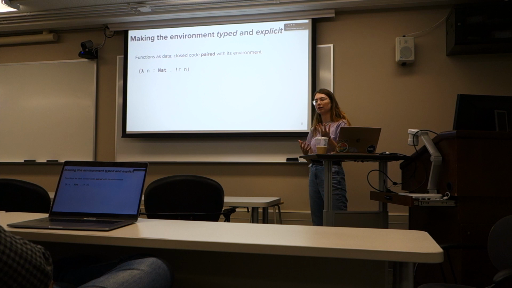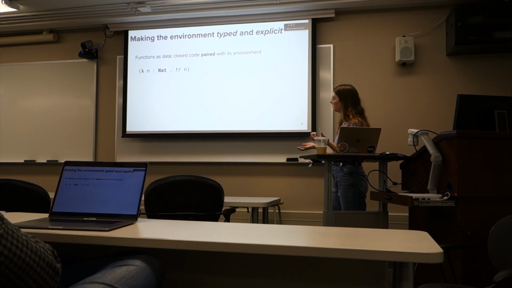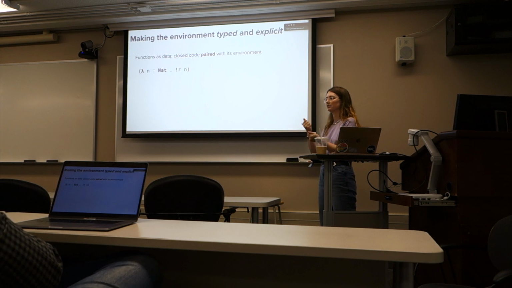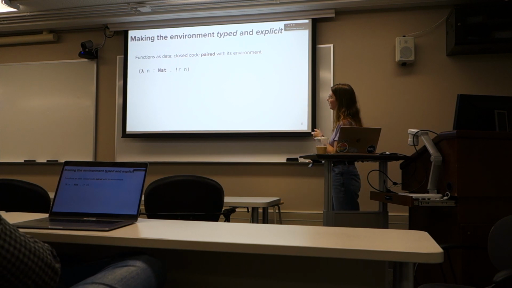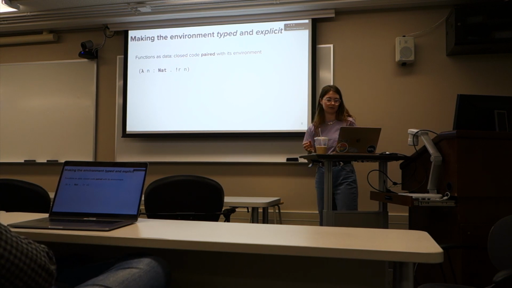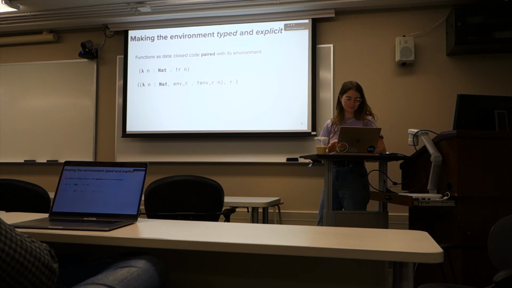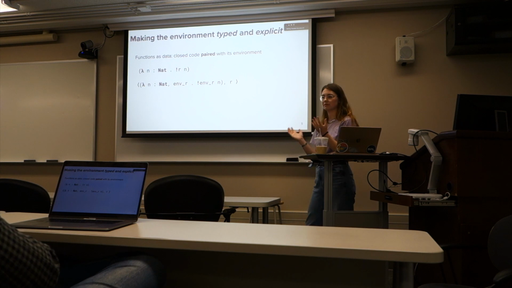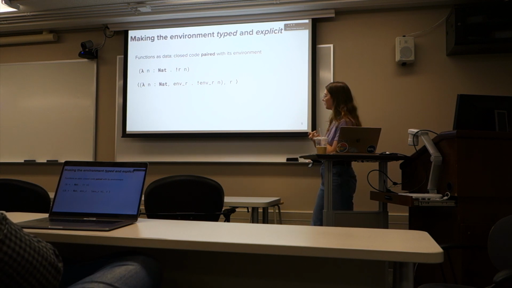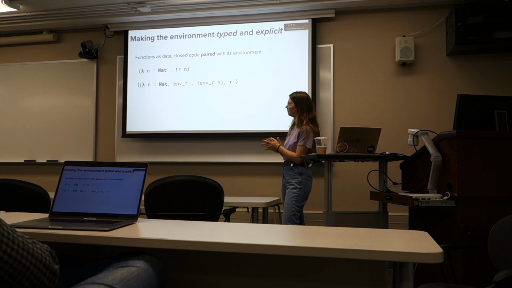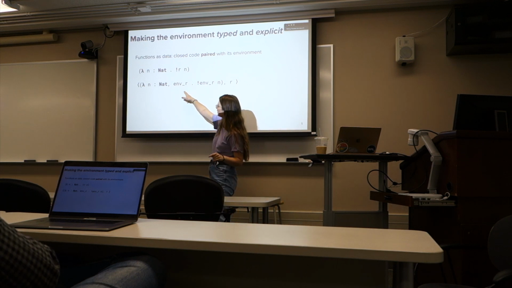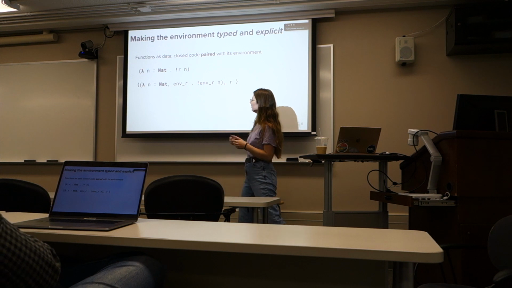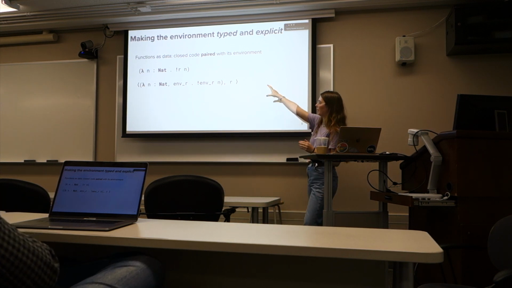To make the environment typed and explicit, we usually encode functions as data. So we have closed code paired with its environment. The reason why the code has to be closed is because we want to make sure there isn't any implicit environment going on, so that the environment it's paired with is the real one it has. As an example, we have our function from before, which is clearly not closed. It has that free reference R. So the way we close it is we add an extra parameter to represent R. We do the same thing where we dereference it, and then we pair it up with the value.